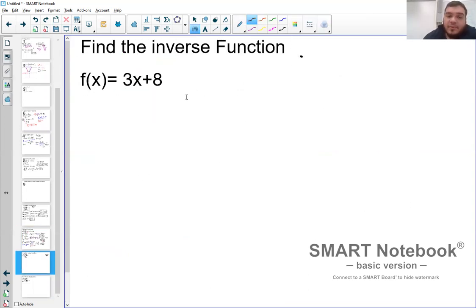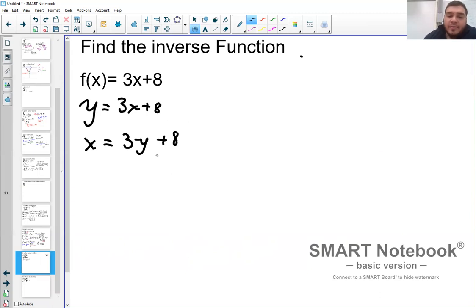Okay, find the inverse function of this. So we're going to find the inverse function. f of x equals 3x plus 8. The steps to find the inverse function, I wrote as notes. You better have it. First, make your f of x into a y. So y equals 3x plus 8. Then swap your x and y. x equals 3y plus 8.